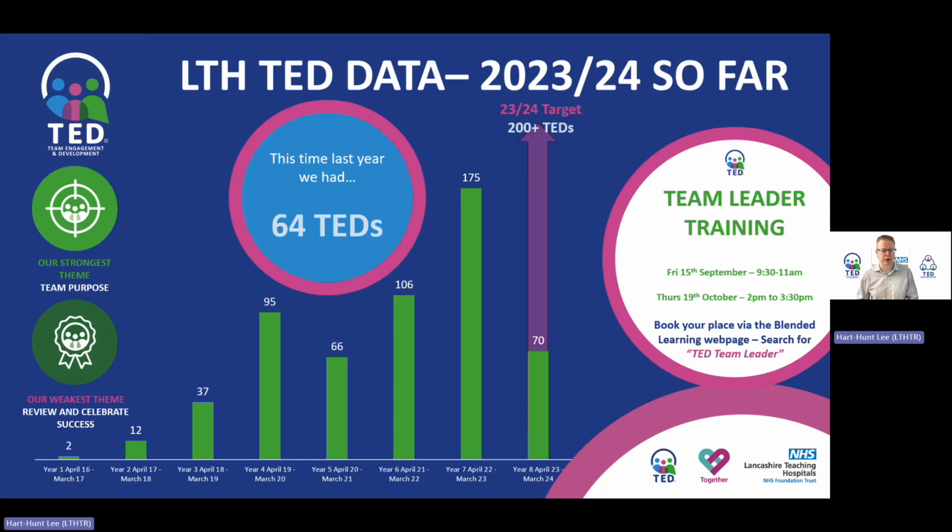But what we've also done here is highlight which are the strongest performing themes for the trust. So in this case, it was team purpose, and the weakest theme at that time was review and celebrate success. So possibly an opportunity to promote some of our recognition schemes, to look at what's relevant to teams and what team feedback is saying to us.